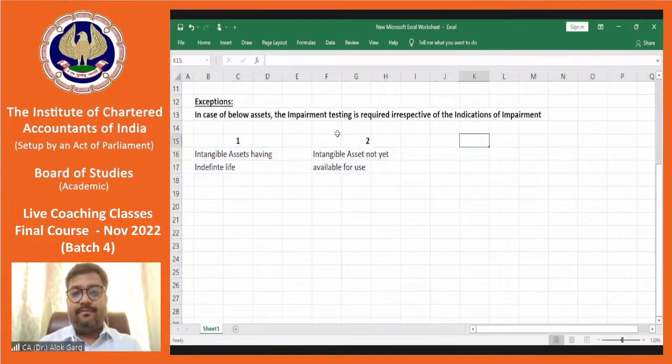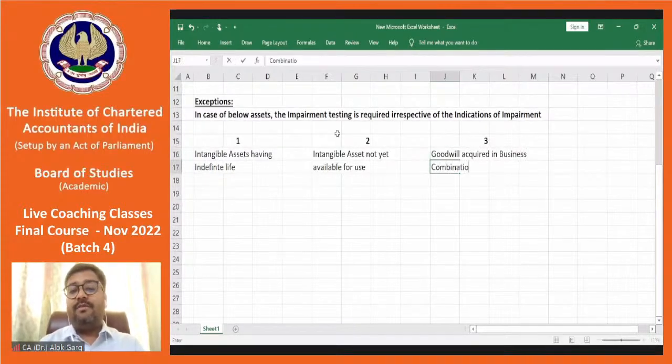Number three, goodwill acquired in business combination, in amalgamation, right? So there was a business combination and there was a goodwill which is recognized in business combination. So for that kind of goodwill, impairment testing is required.